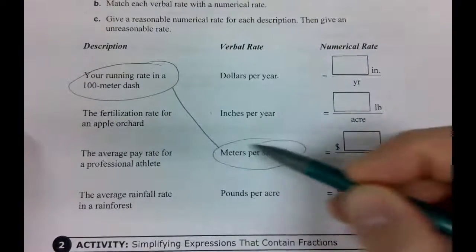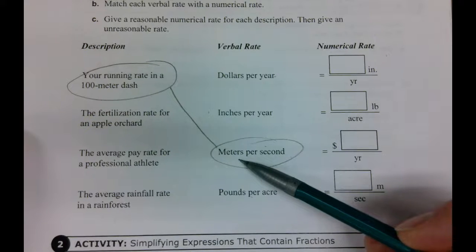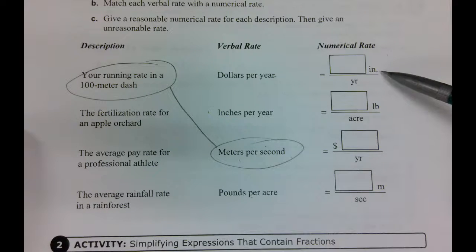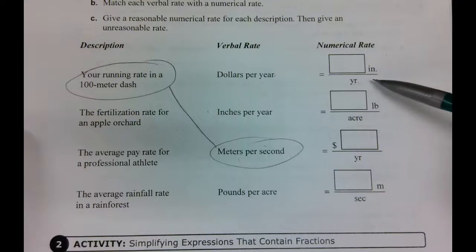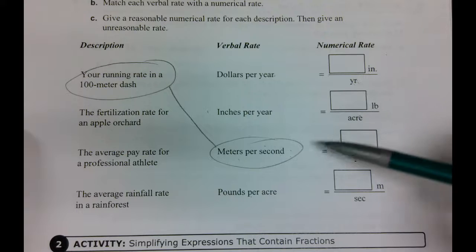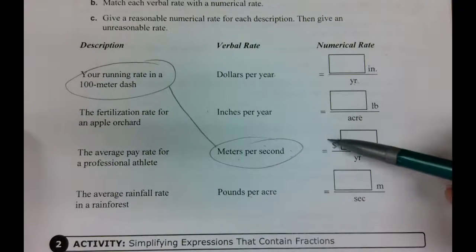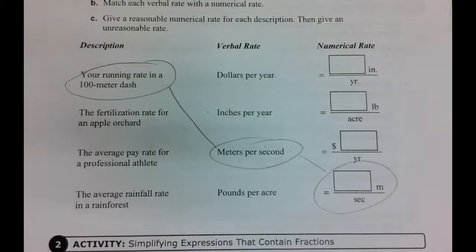And then match that with the numerical rate. So we're matching this label, this rate, with the same one over here. So we want meters per second. First one is inches per year. This big line means per. So we got inches per year. That doesn't match. Pounds per acre. No, that's not meters per second. Dollars per year. Nope. Aha. Meters per second.